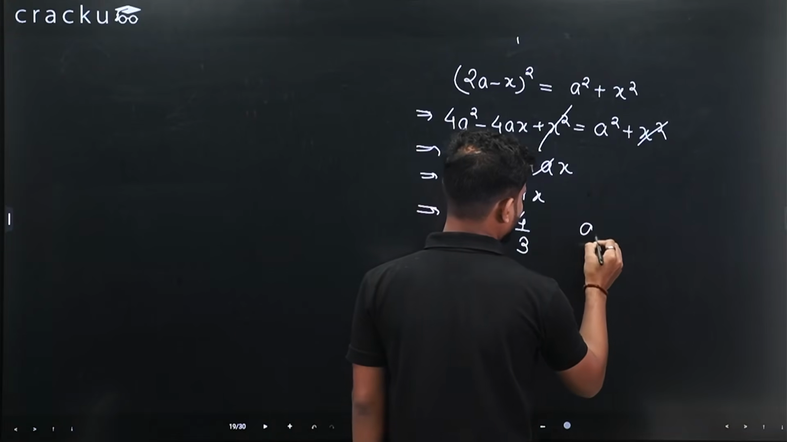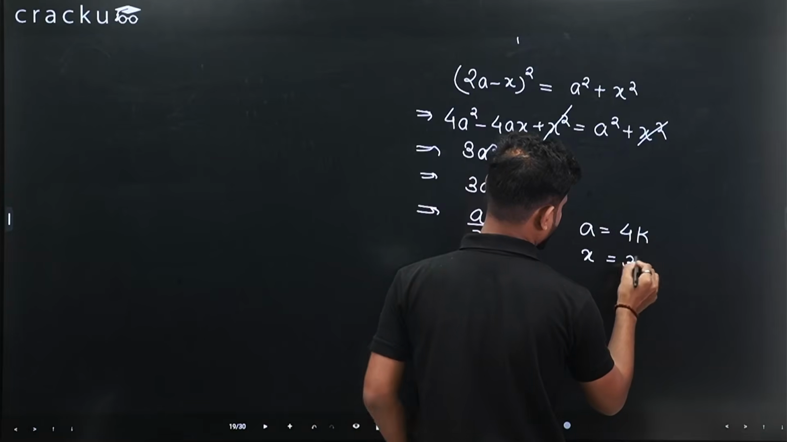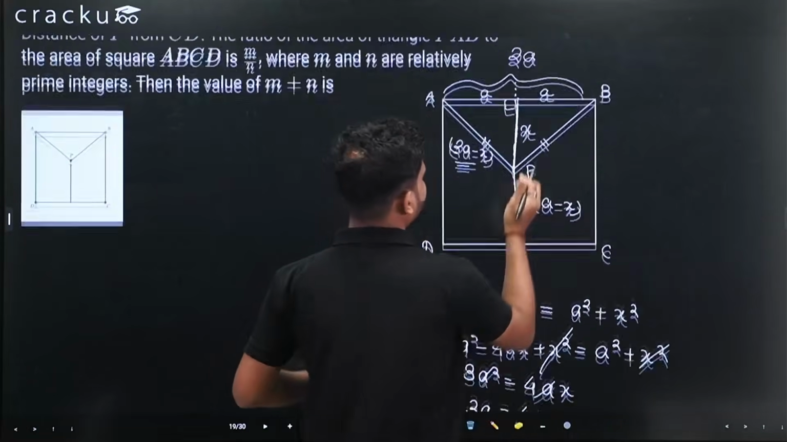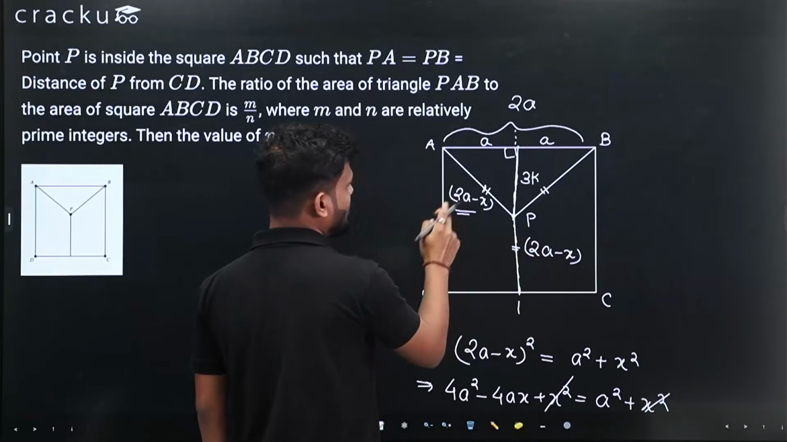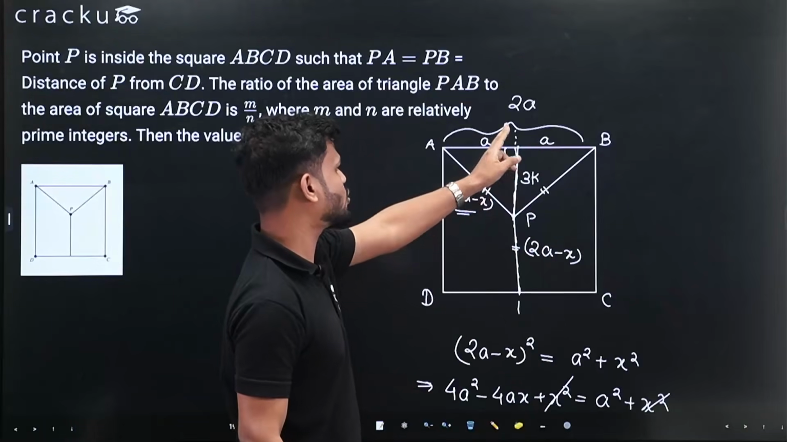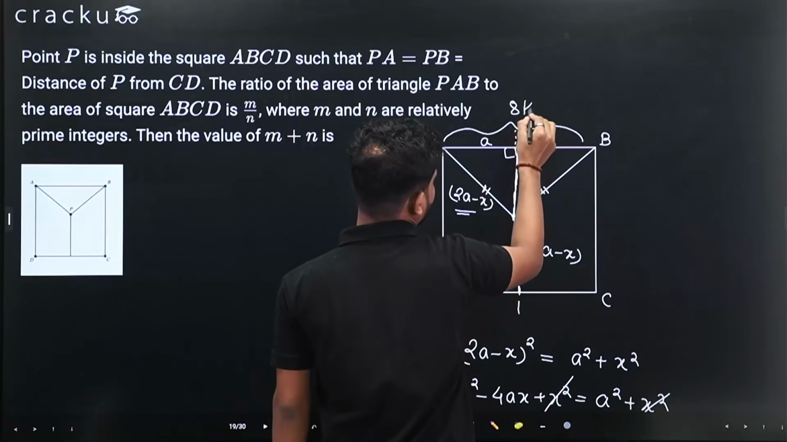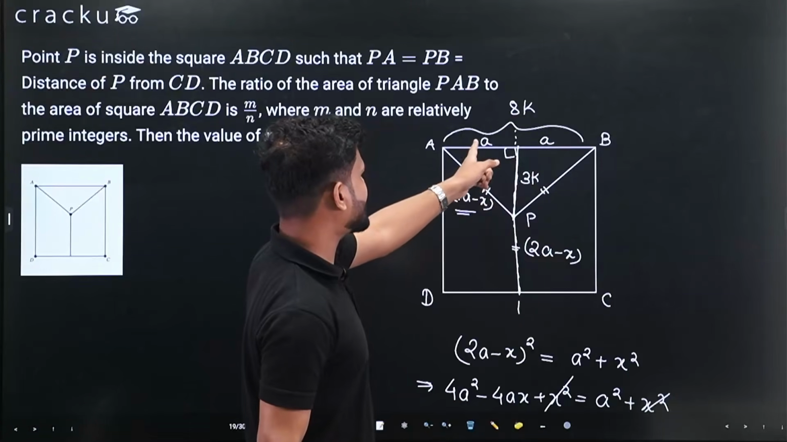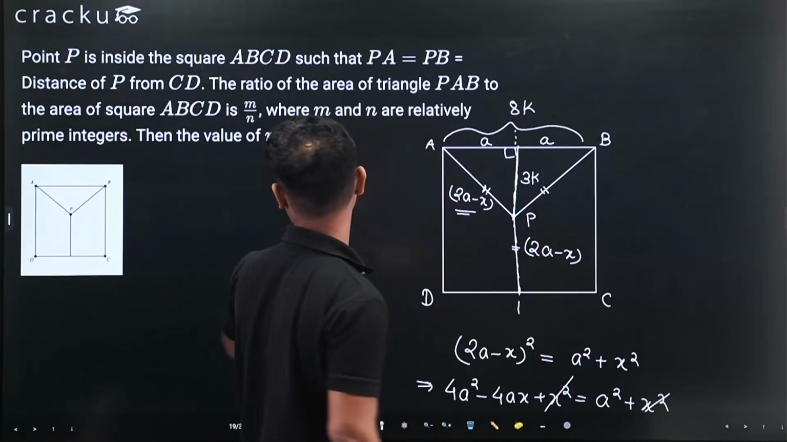Let us say a is equal to 4k and x is equal to 3k. So what will this be? This will be 3k. This will be 4k, so 2a will be 8k. Correct? And this 8k is the base of this triangle PAB.